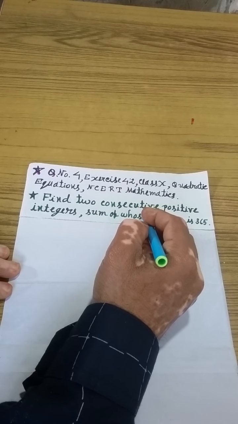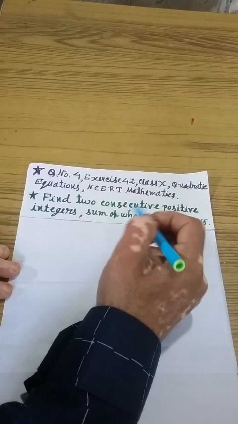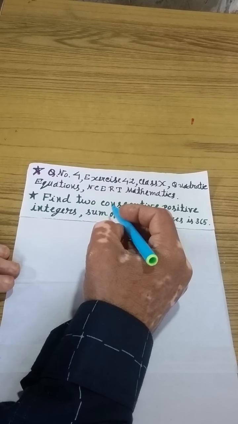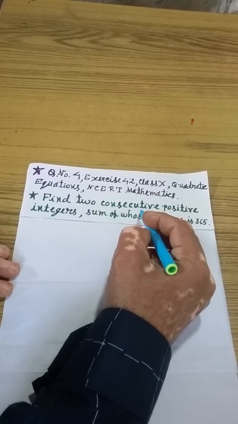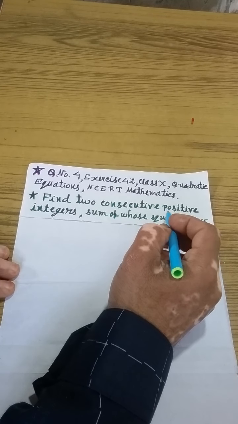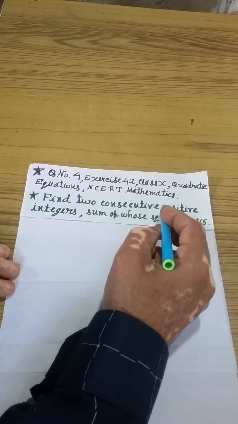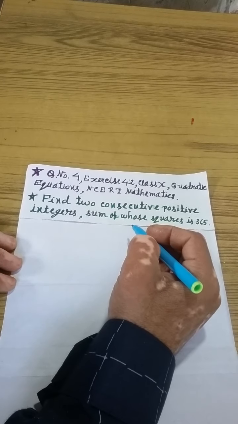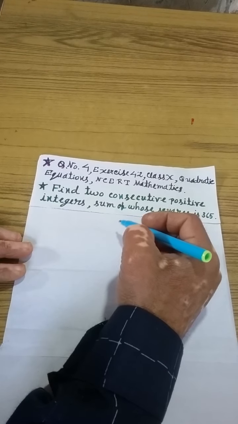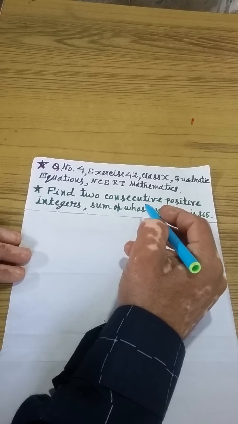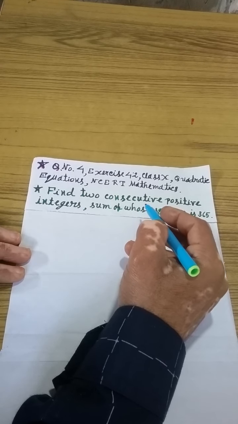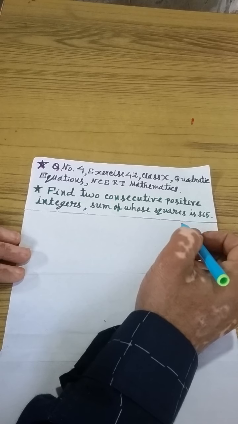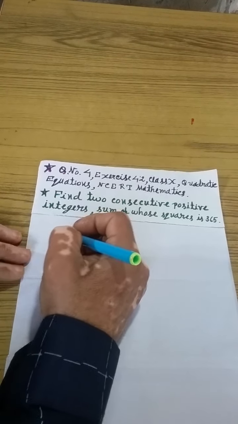Here the word consecutive means following in regular order or one after another, and in this sum we have to find two consecutive, that means respective, positive numbers from the scale of positive integers, so that if we take the squares of both the numbers and add them, then the sum comes to be equal to 365. So to do this sum, let us proceed in this way.